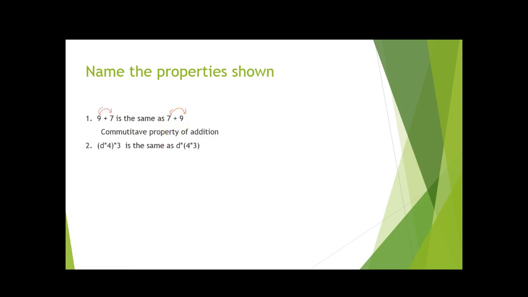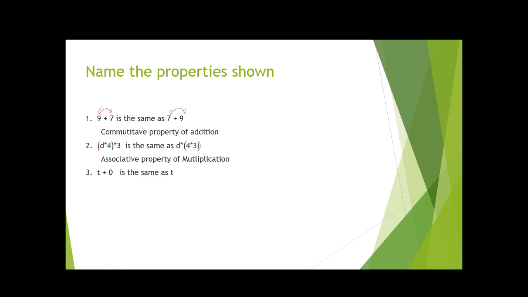They commute. D times 4 times 3 is the same as D times the quantity 4 times 3. Is that commutative, associative, identity, or inverse? Hopefully you thought it was associative of multiplication, because basically they're in the same order, but these ones are the first to go in this one, and then these ones are the first to go in the second set of problems.